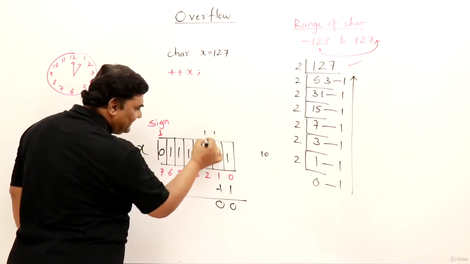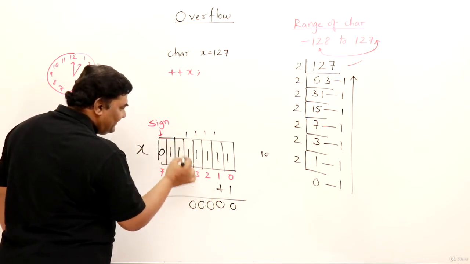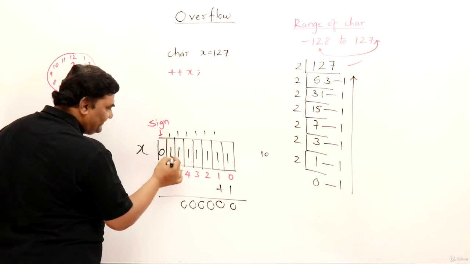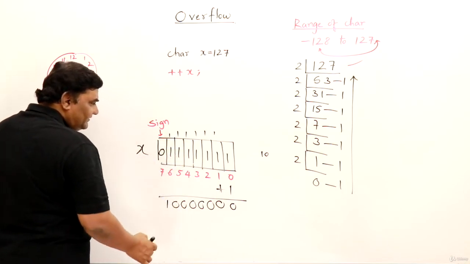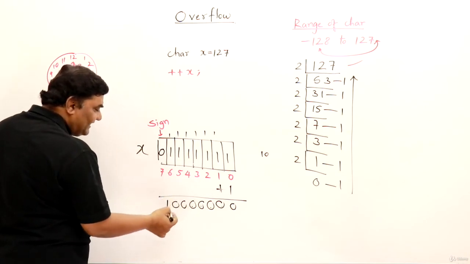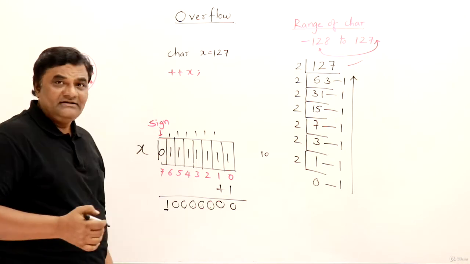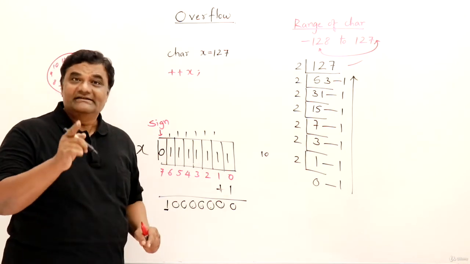Then again 1 plus 1, 2. So this is 0 and carry 1. This is 0, carry 1. So for all of these we get carry 1, right? This is 0, carry 1. This is 0, carry 1. So we get 1, 2, 3, 4, 5, 6, 7 zeros and this is 1. So what is this bit? The sign bit. It has become 1, which means it is negative. Yes, this is a negative number.